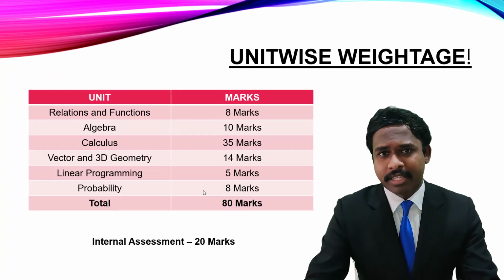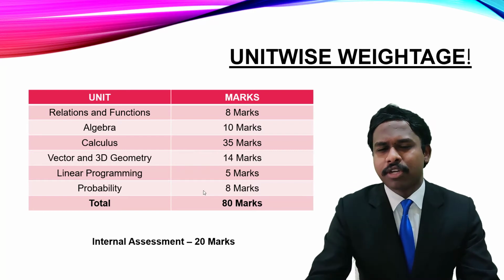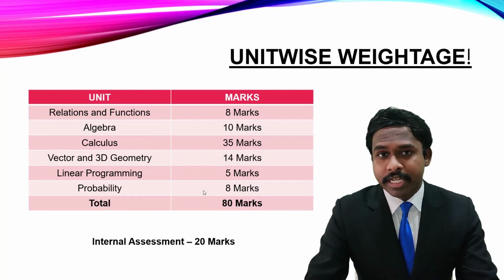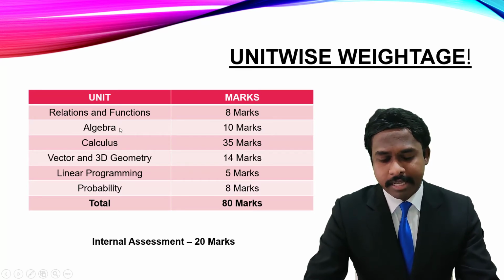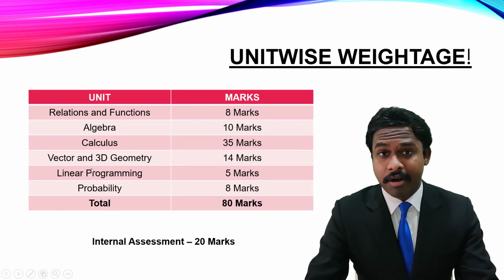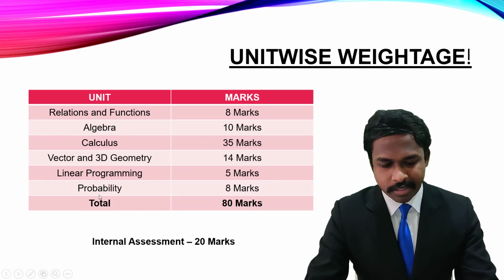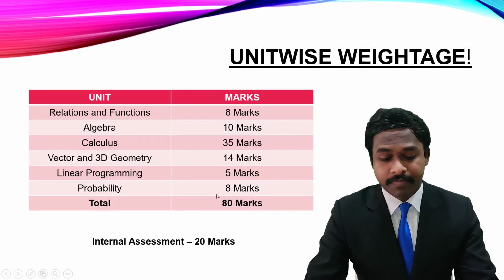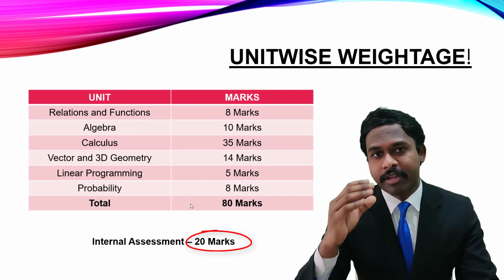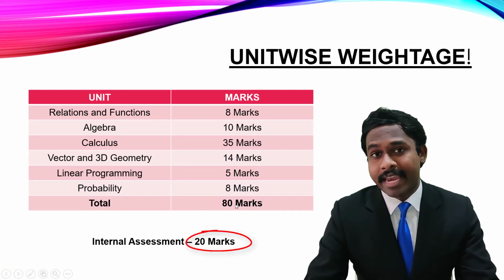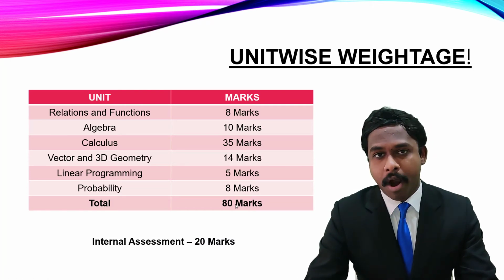Now, before I talk about the chapter-wise weightage, these chapters are grouped into units. There are 6 units in CBSE Class 12 Mathematics. Those are relations and functions, which carries 8 marks, then algebra, which carries 10 marks, calculus, which is 35 marks, vector and three-dimensional geometry, which is 14 marks, linear programming, which is 5 marks, and probability, which is 8 marks. So if you add all of these, you get 80 marks. And the remaining 20 marks are for internal assessment. So when you combine both 80 and 20, you get 100 marks. This is the complete marks for mathematics.